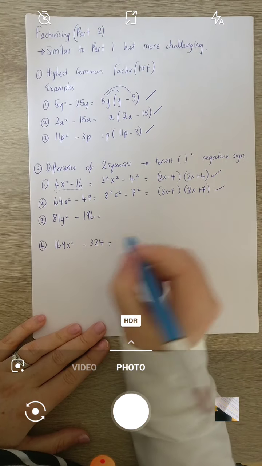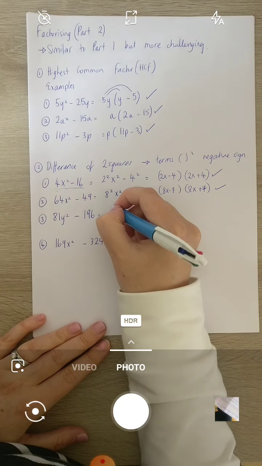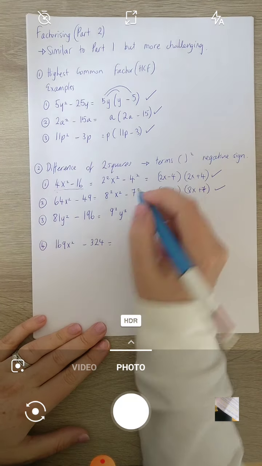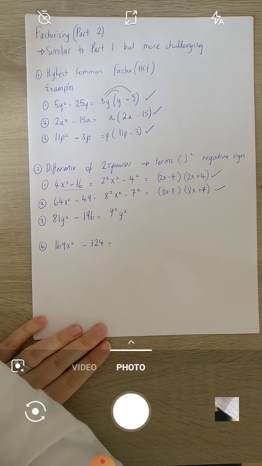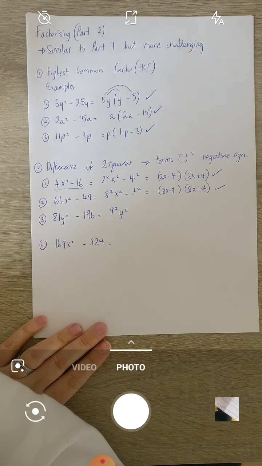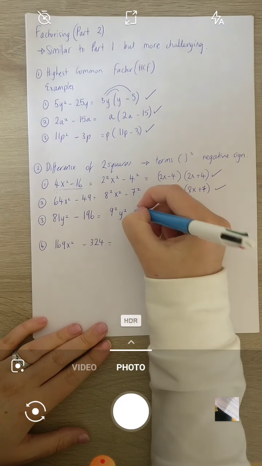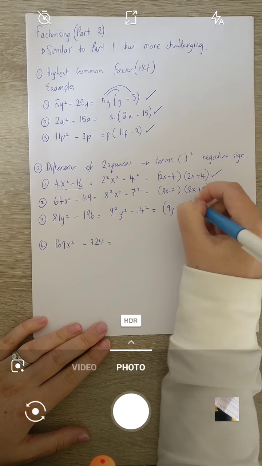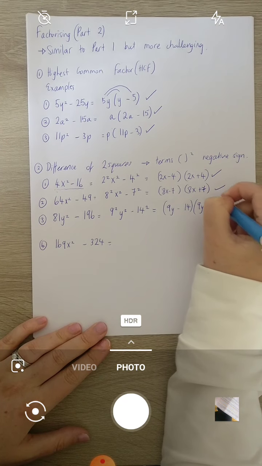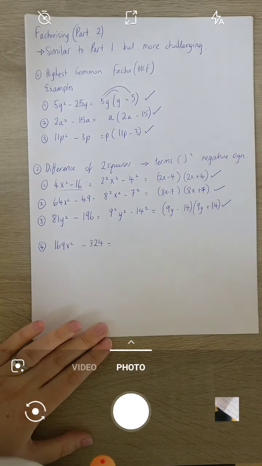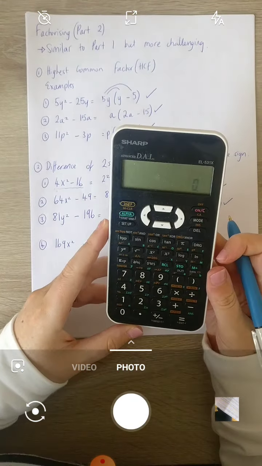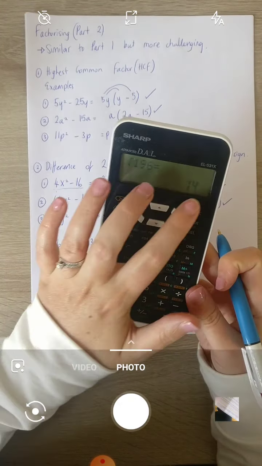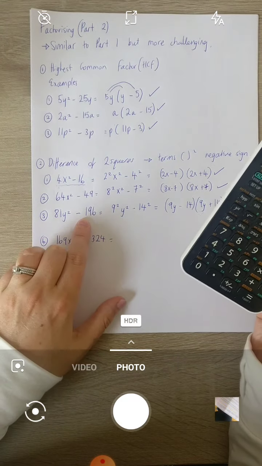So final answer there. Next one, 81 is the same as 9 squared, y squared. 196 is 14, is it? So square root of 196 gives us 14, yeah. So minus 14 squared. So our answer is 9y minus 14 and 9y plus 14. Okay, so remember just there for your numbers, if you're unsure, the opposite to squared is square root. So the square root of 196 gives me 14, which means 14 squared is the same as 196.